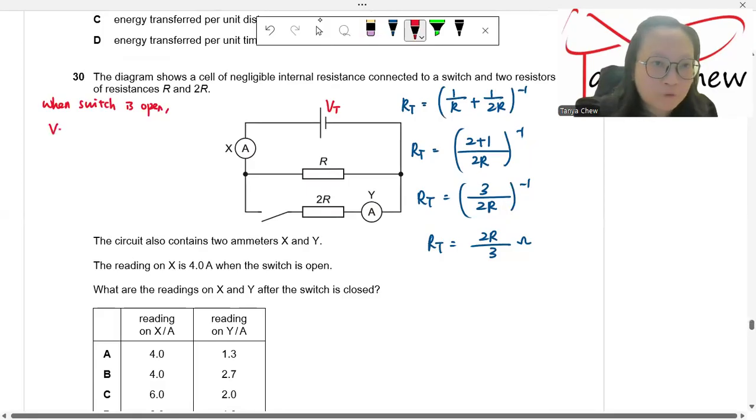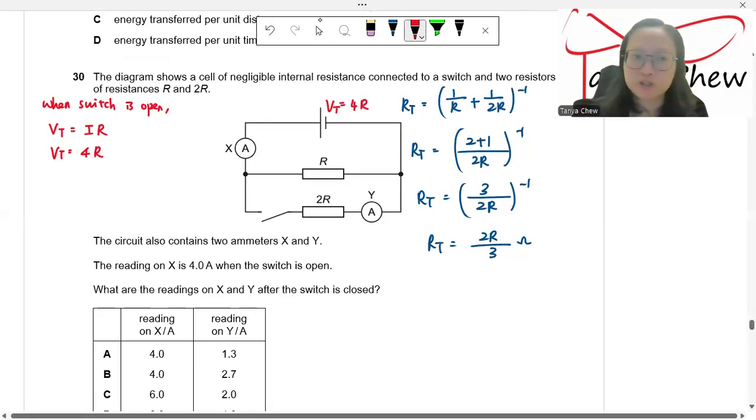so I'm using Ohm's law. V total is equal to I times R because there's no current passing through 2R. So V total would be 4 times R. So this is equal to 4R. And the question did not mention that they changed the cell. That is why still the same cell is being used.